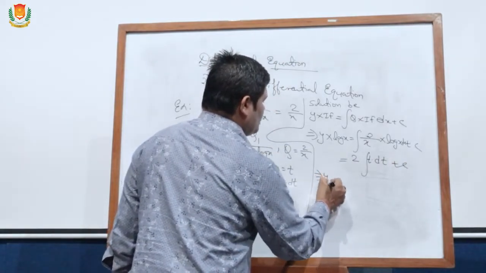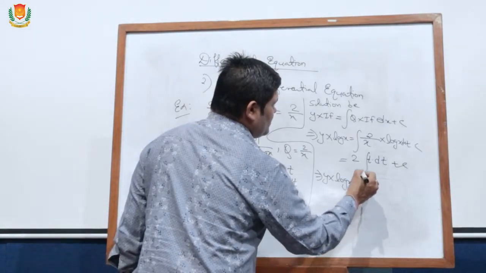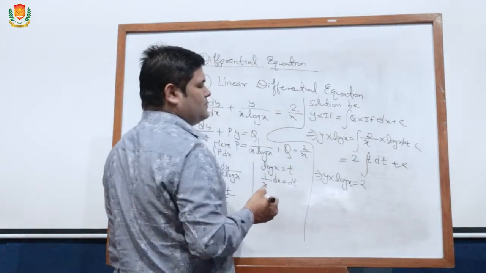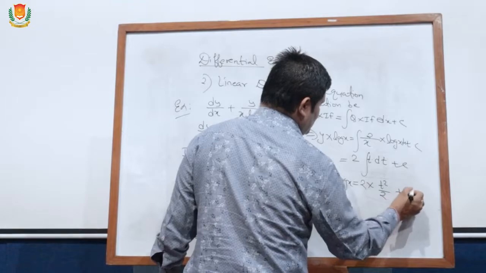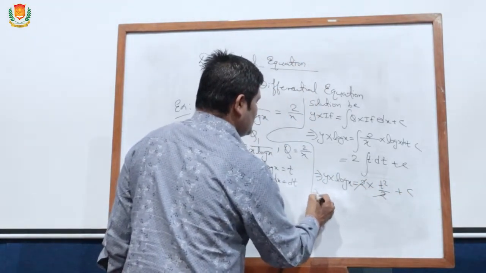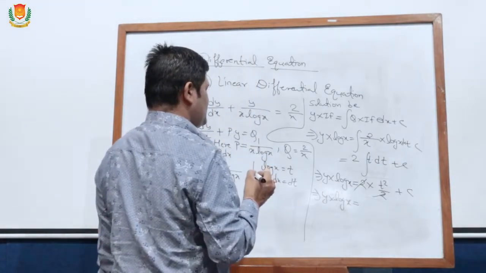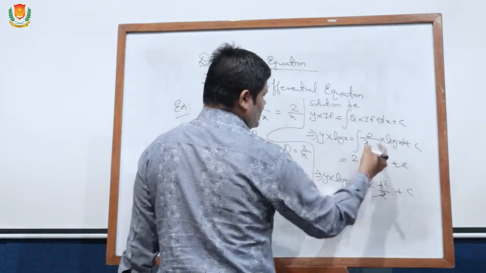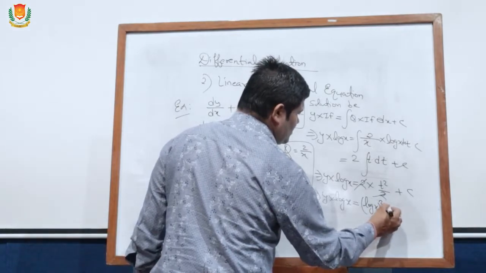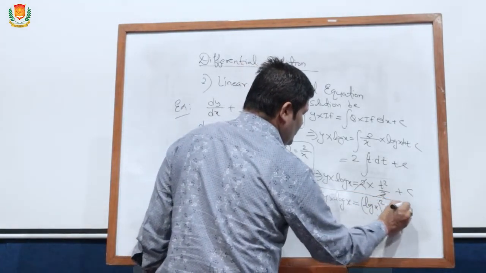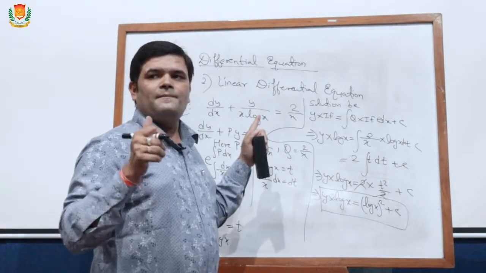So y into log x equals 2 times the integration of t, which is t square upon 2, plus c. The 2 cancels out. And t is log x, so y into log x equals log x raised to the power 2 plus c. So here we have the solution of the differential equation.